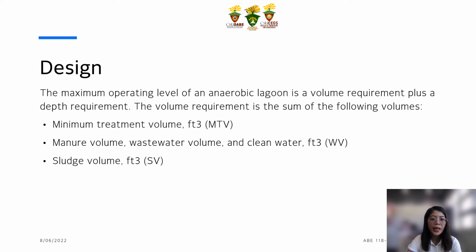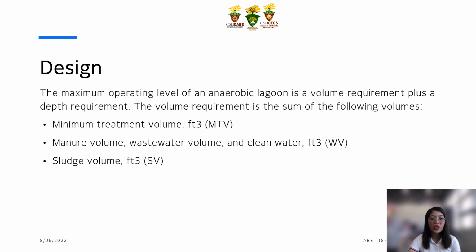For the design, the maximum operating level of an anaerobic lagoon is a volume requirement plus a depth requirement. The volume requirement is the sum of the following volumes: first, the minimum treatment volume, the manure volume, the wastewater volume, and the clean water, and then the sludge volume. The depth requirement is the normal precipitation less the evaporation on the lagoon surface.